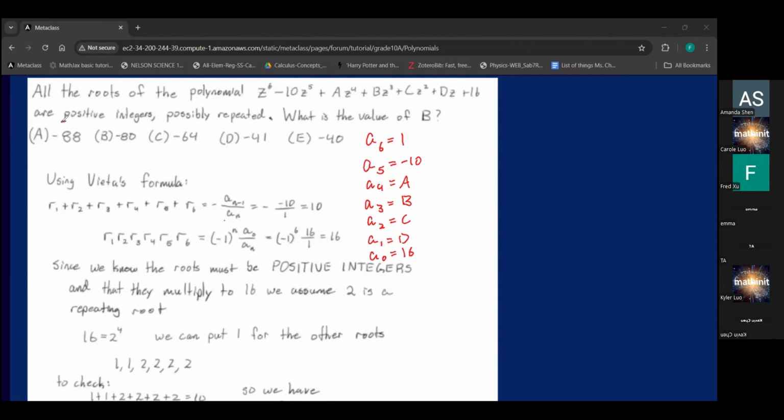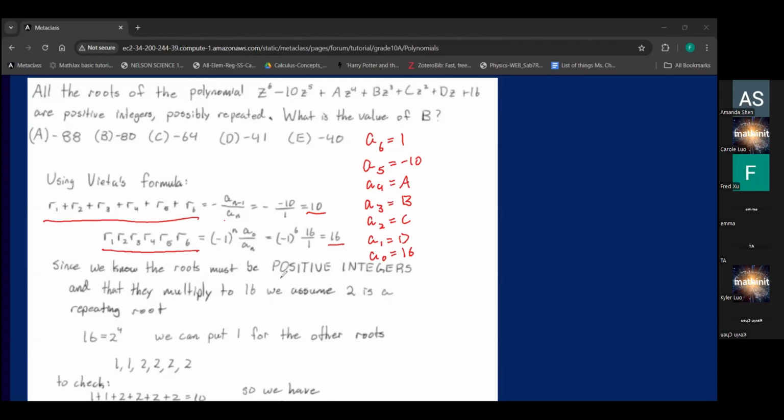Now, something to know here: you have positive integers, and they are possibly repeated. Since we know that they are possibly repeated, we have multiple roots, and the product is a small number. We have the sum of all the roots, and it is a small number. It is 10.